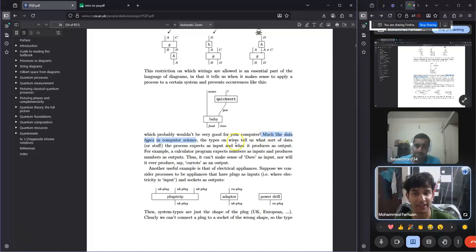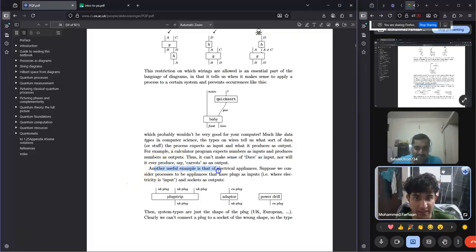So much like the data types in computer science and the buses in our circuits, the types on wires tell us what sort of data the process expects as input and what it produces as output. For example, a calculator program expects numbers as inputs and produces numbers as outputs. Thus, it can't make sense of Dave as an input, nor will it ever produce, say, carrots as an output.